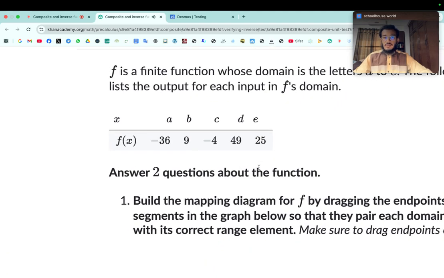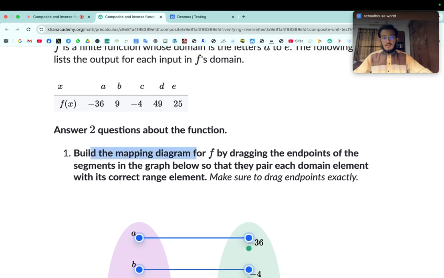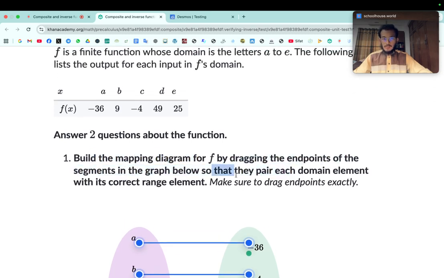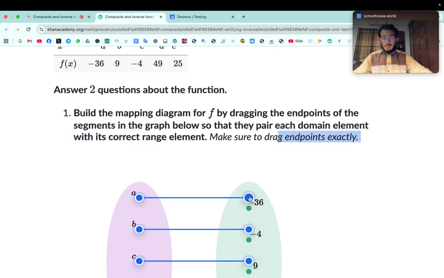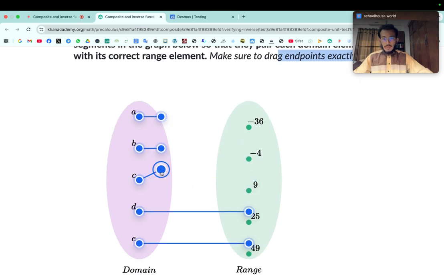For the next question, f is a finite function whose domain is the letters a to e. The following table shows the output for each input in f's domain. Answer two questions about the function. Build a mapping diagram for f by dragging the endpoints of the segments in the graph below so that they pair each domain element with its corresponding range element. Make sure to drag endpoints exactly. Okay, so exactly means we have to make sure we touch the green dot here.